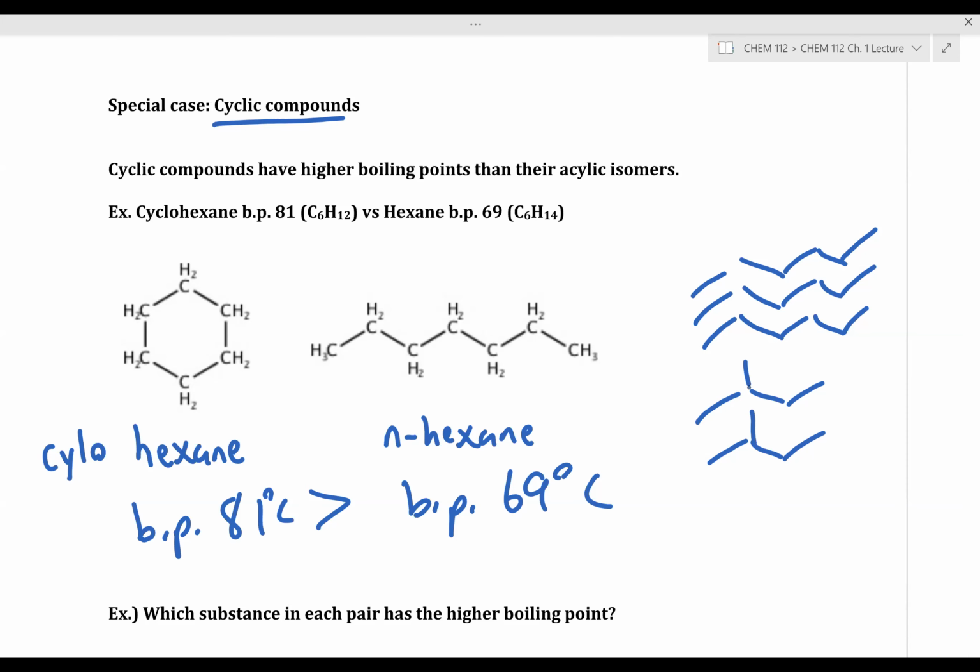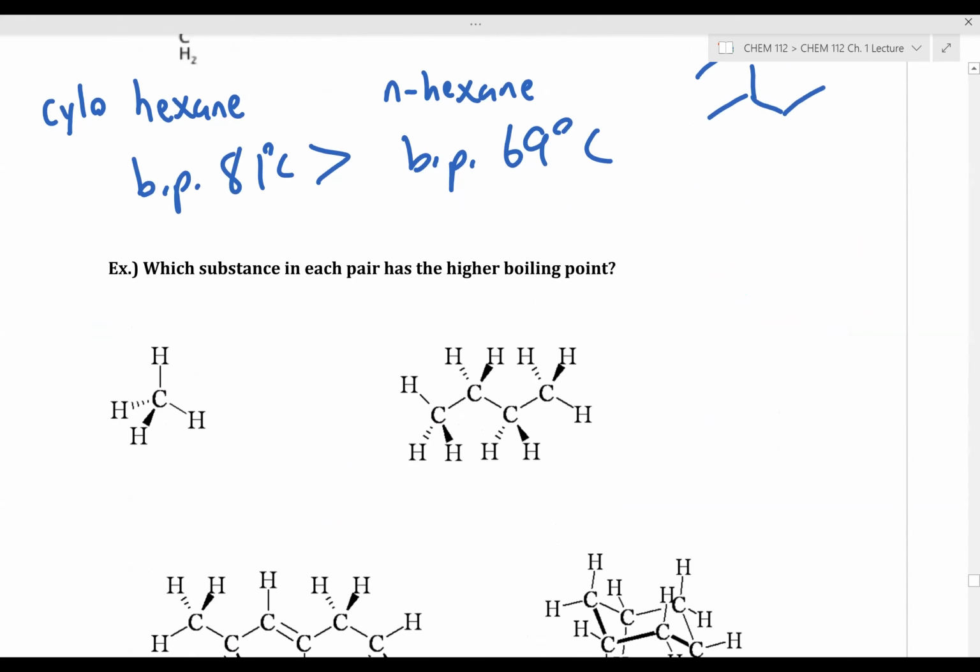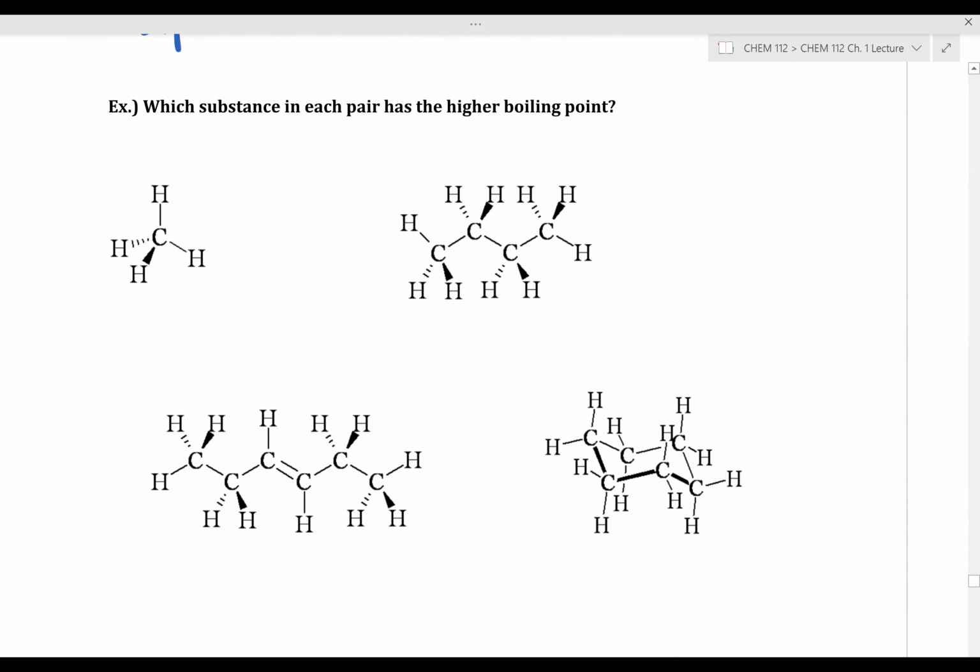So just to make sure we're all on the same page, let's try to apply this idea to predict which of the two substances in each of these charts would have a higher boiling point. So let's take about a minute and a half. Let's work on this, and then we'll come together as a group to discuss. Everything going okay? Yep. So in our discussion of cyclic compounds, we generally have higher or lower boiling points.